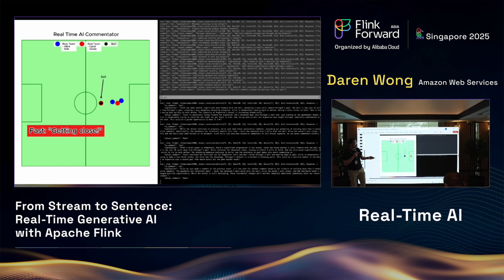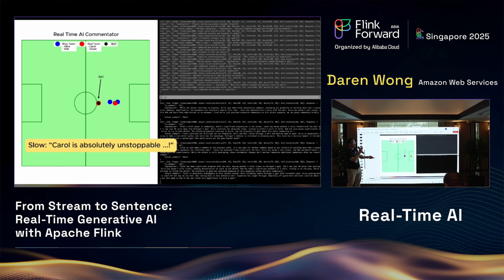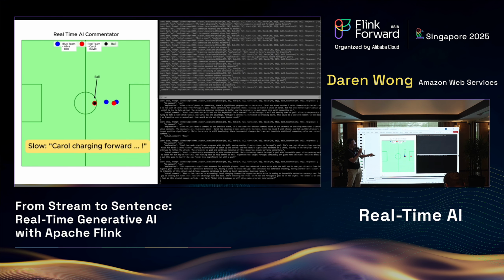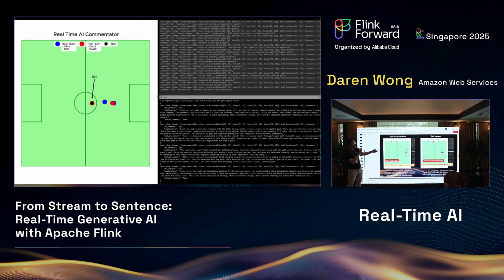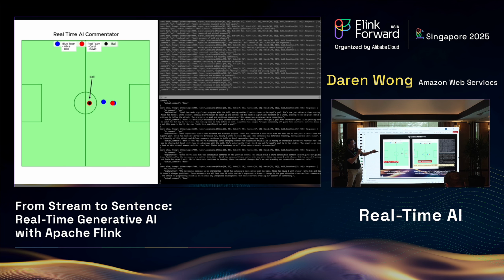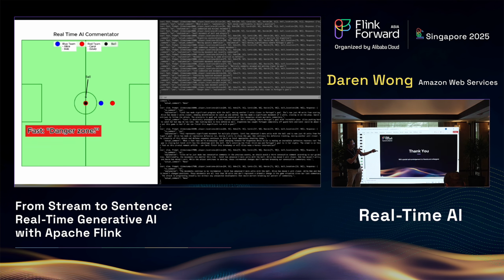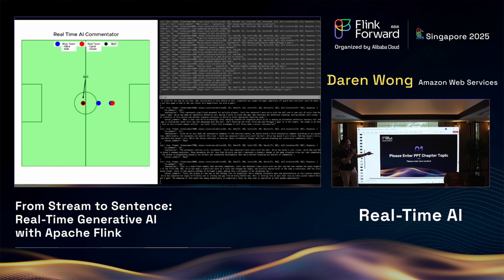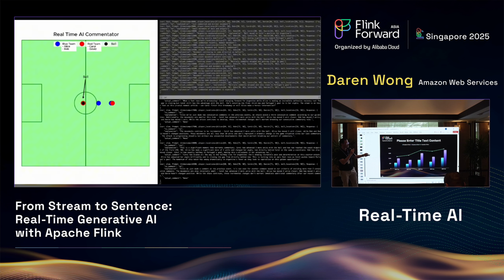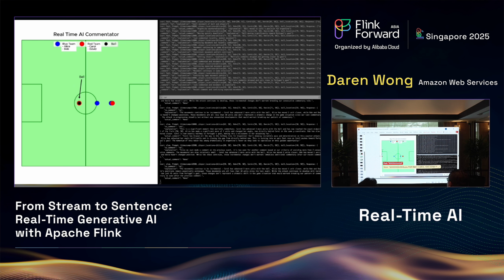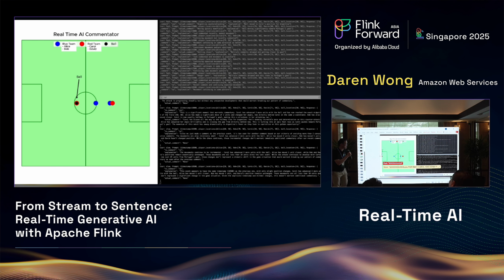I would like you to focus your attention on the left-hand side, on the field itself. So currently we have two teams that are playing against each other. There are two players each. Blue team has Alice and Bob. And on the red team, there's Carol and David. All right, so I hope you enjoy the demo.